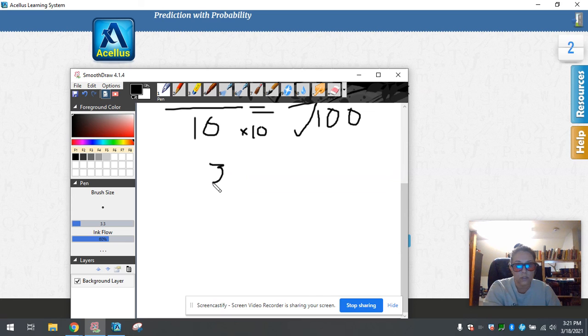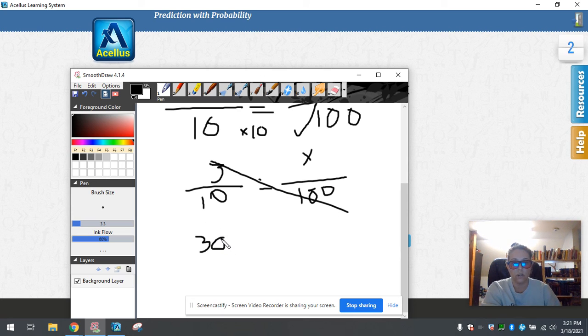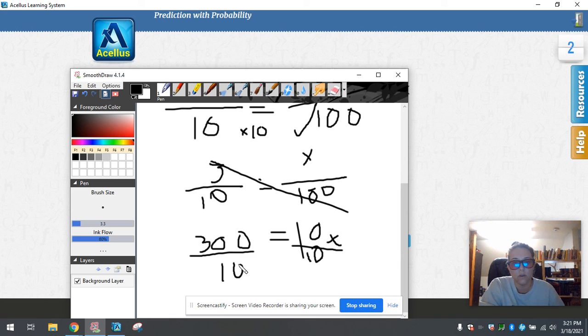Or if you want to do the steps, we can write it like this. 3 out of 10 equals x out of 100. Cross multiply, you get 300 if you do 100 times 3 equals 10 times x. Divide by 10 on both sides to undo what has been done to the variable. What I do to one side, I do to the other. 300 divided by 10 is 30. And that equals our x.